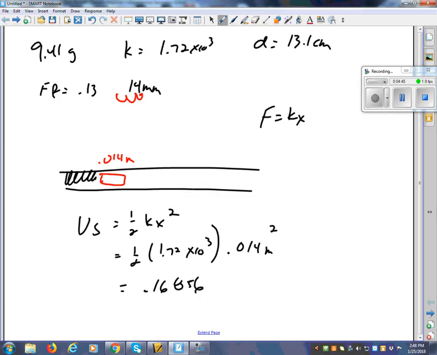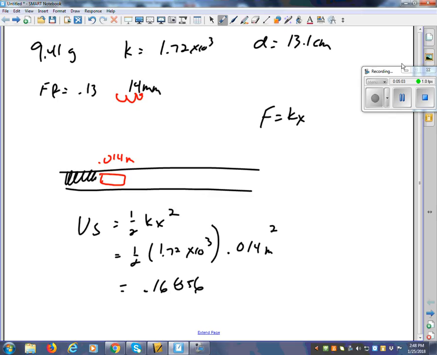Okay. Now, if there was no friction, what would happen to all of that spring energy? It would all be transferred into kinetic energy. And we would just write EK equals mv squared over 2, and we would solve for V and we'd go on our day and we'd be fine. Stupid friction.